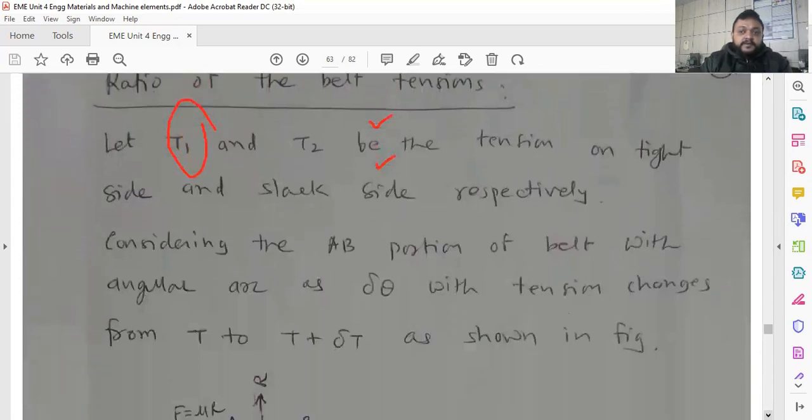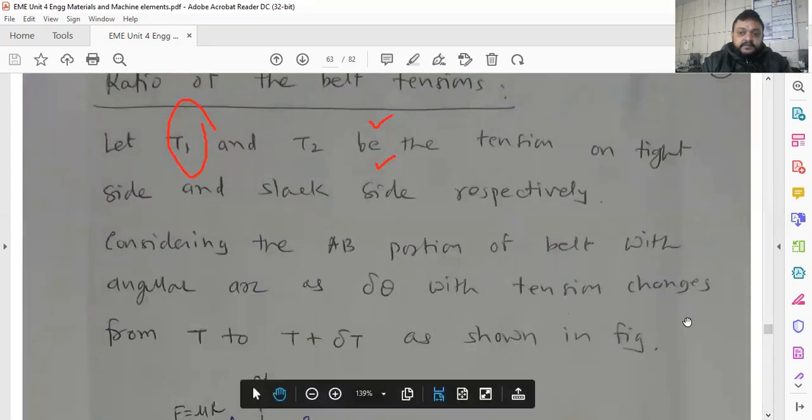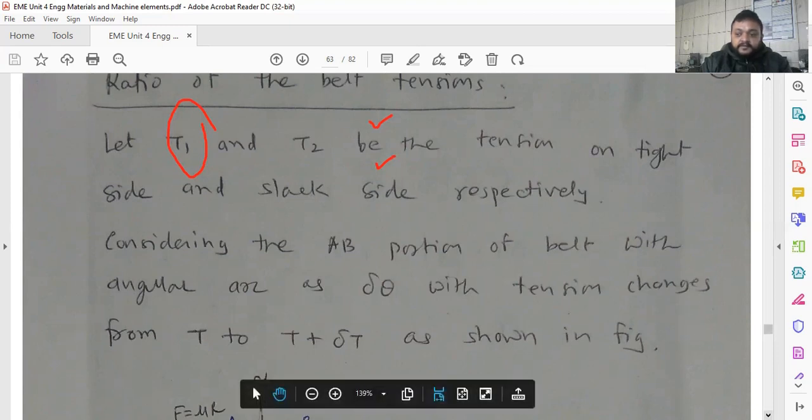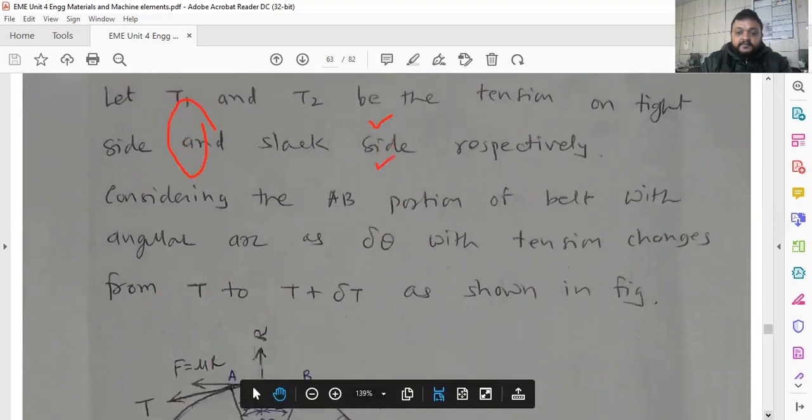Now, the ratio of the belt tension. As we already discussed, we have a tight side and a slack side. Suppose you assume that the tension on the tight side is T1 and the tension on the slack side is T2. Then what is the ratio of T1 by T2? That is helpful for calculating the examples.